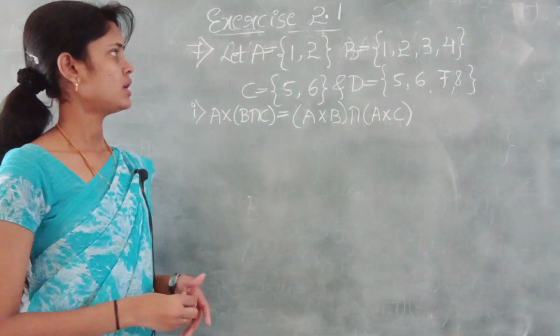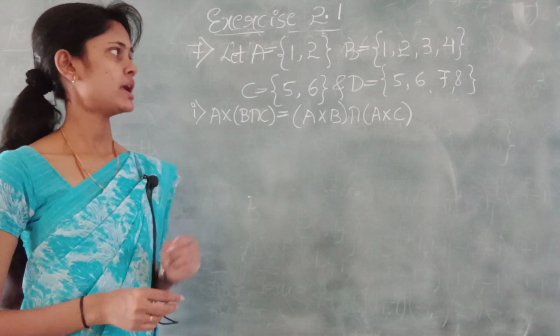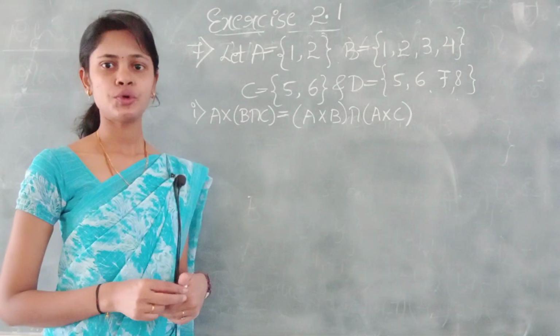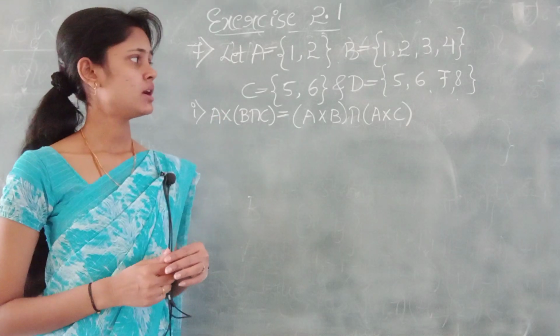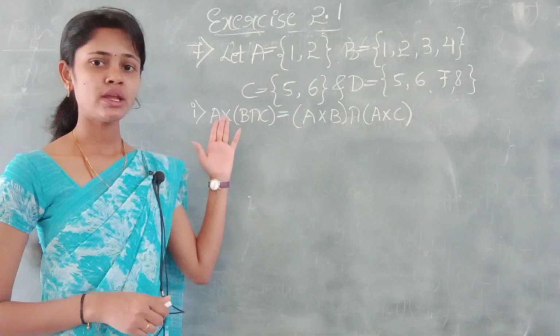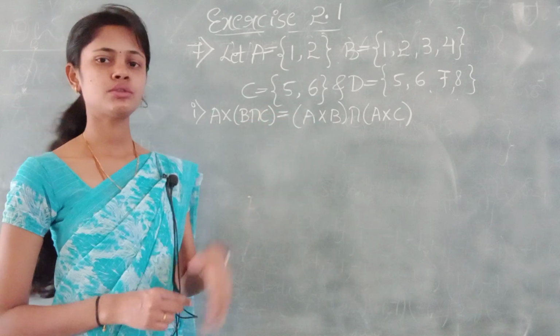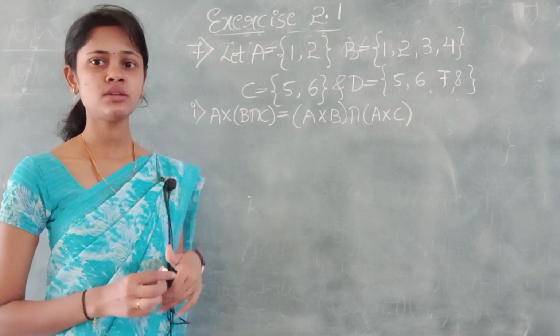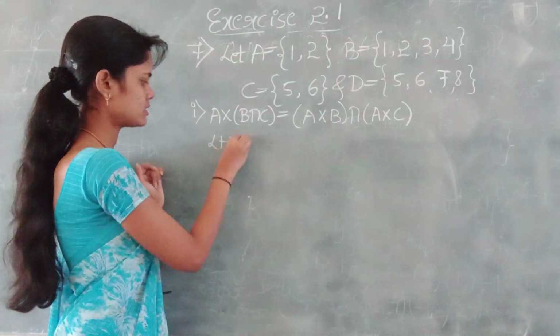Next example, seventh one. Let A = {1, 2}, B = {1, 2, 3, 4}, C = {5, 6} and D = {5, 6, 7, 8}. Then verify A cross (B intersection C) is equal to (A cross B) intersection (A cross C). So let us consider the LHS.